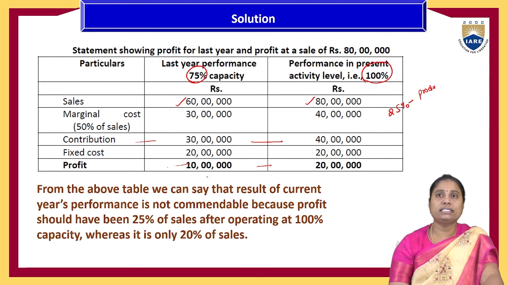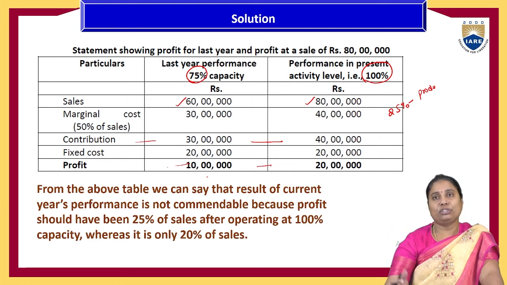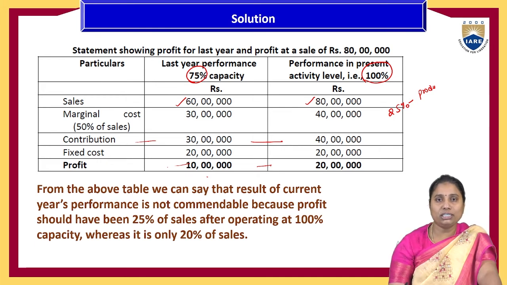If they are able to increase the 75% of the capacity, then there is a chance to increase the 25% of this capacity. There is a chance to increase the 100% profitability towards that product.